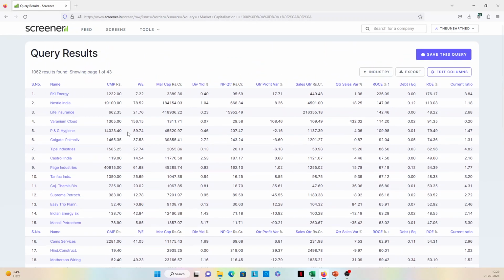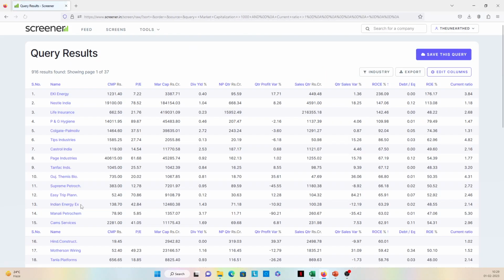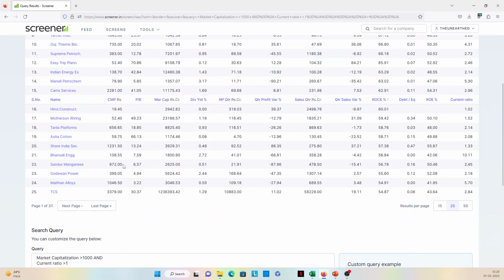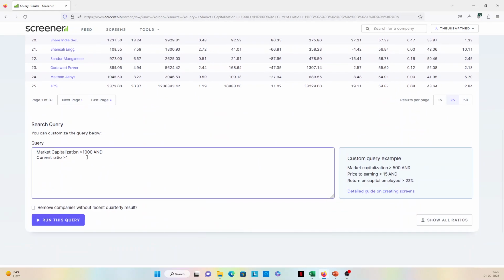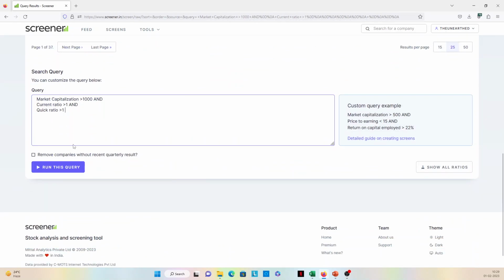It was 1062, and now we run this through and see 916. That's still a good list. Let me add a few more. So now we are putting in quick ratio 2, and let's see which companies come up.